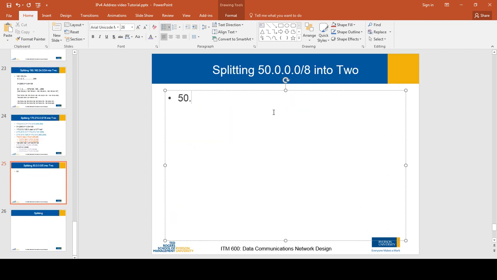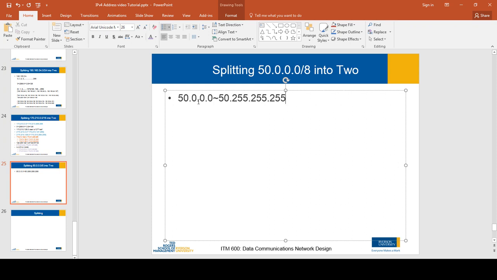Let's take a class A network address. The network address is 50.0.0.0, and the subnet mask is /8. That means there are 8 network bits, as the total number of bits is 32, so that gives us 24 host bits, or these 3 octets. Different combinations of these 3 octets would be different IP addresses in this network. So it starts from this lowest number and goes up to 50.255.255.255.